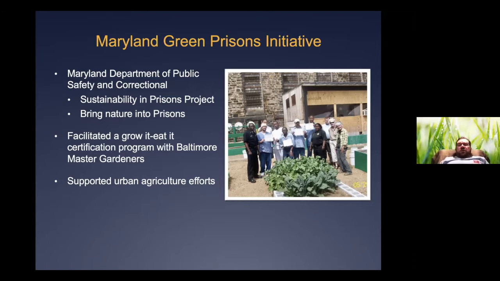Well, I was able to secure resources to build them a high tunnel, and facilitate a grow it and eat it program that was certified by the Baltimore City Master Gardeners.